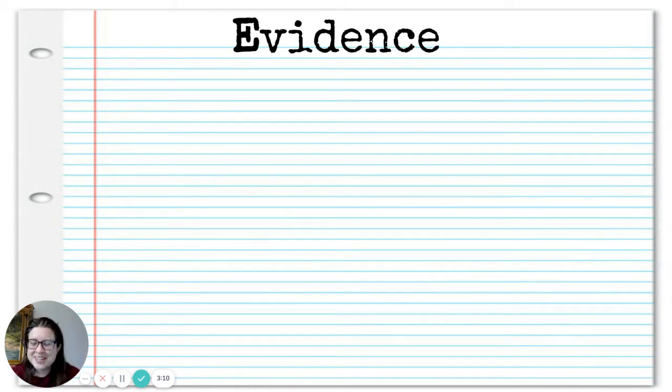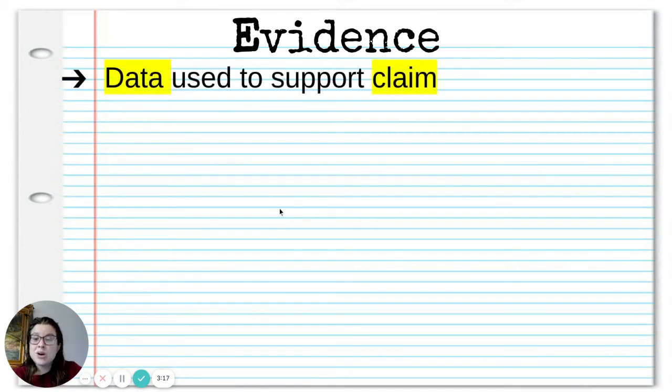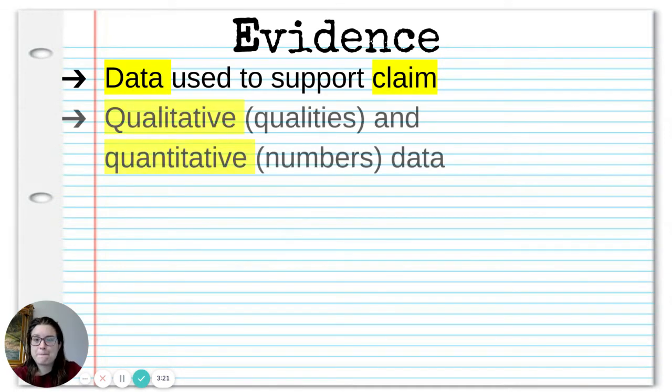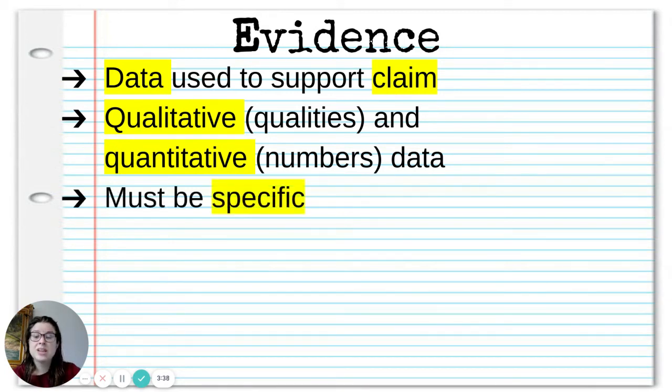The next part of our CER is the E, which stands for evidence. This is going to be the data that we use to support our claim. We want to collect both qualitative and quantitative data, so qualities and numbers. This ensures that by having a variety of data, we have enough data to draw some conclusions about. The evidence must be specific.